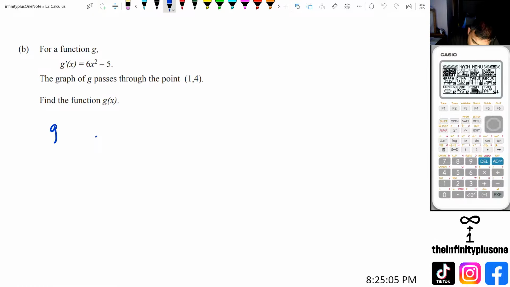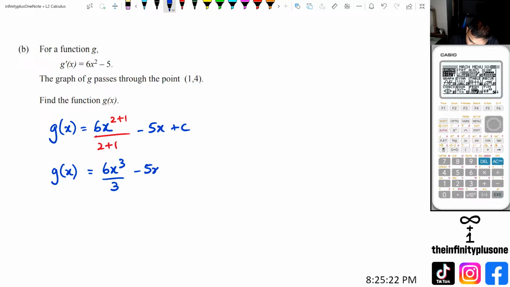So we've got g dash of x is that. So g of x is equal to 6x, we're going to go 2 plus 1 divided by 2 plus 1 minus 5x plus c. So g of x equals 6x cubed over 3 minus 5x plus c. G of x equals 2x cubed minus 5x plus c.